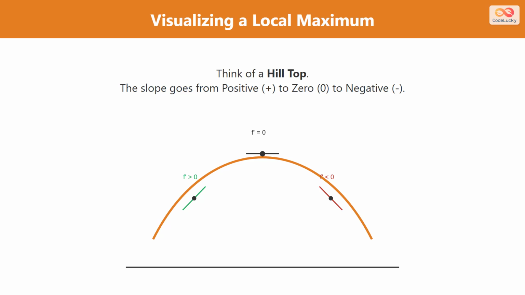Let's visualize a local maximum. Think of it as a hilltop. Notice how the slope behaves as we move from left to right. The slope starts positive as we go up, becomes 0 at the peak, and then becomes negative as we go down. That transition from positive to negative slope is the signature of a maximum.